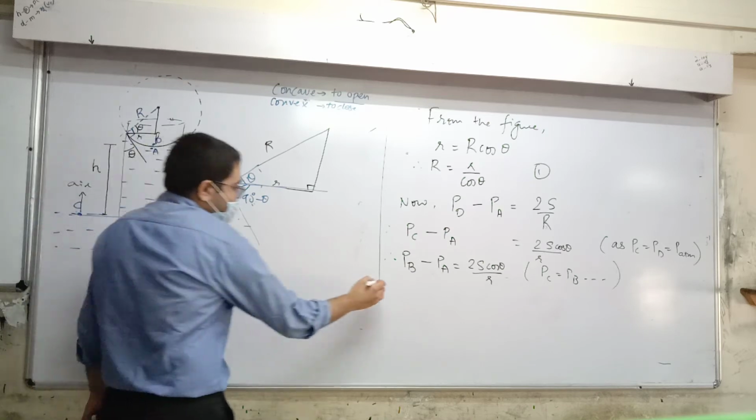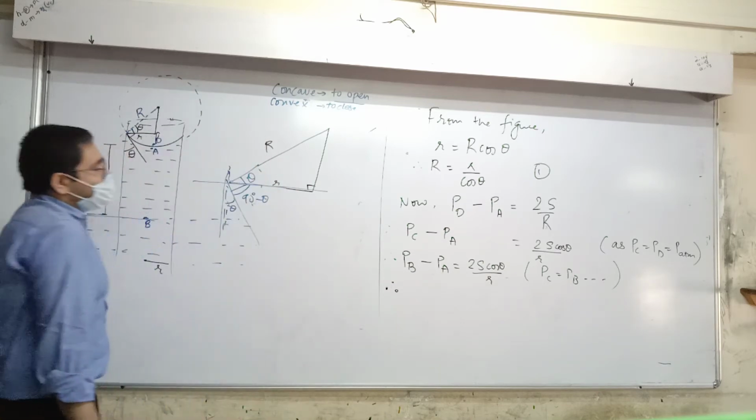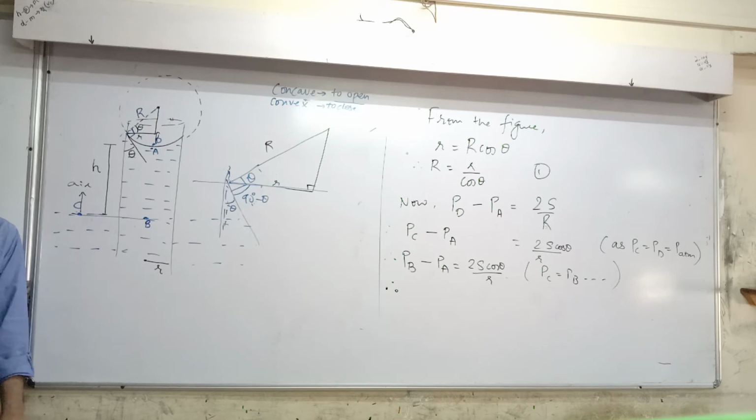So what do we have? PB minus PA. What is it? PB minus PA. This is it. What is PB minus PA?